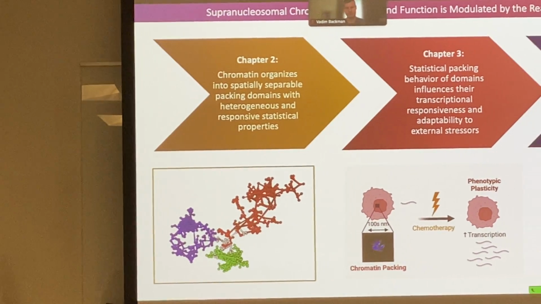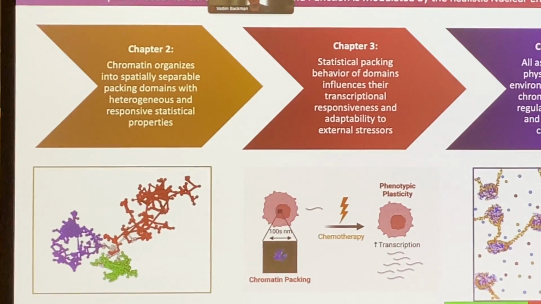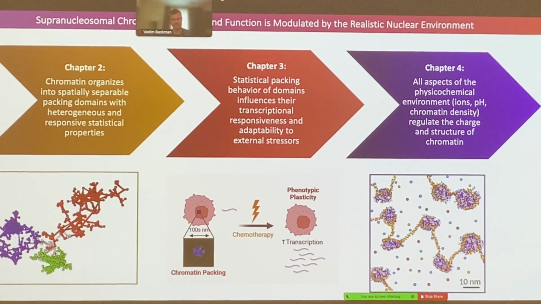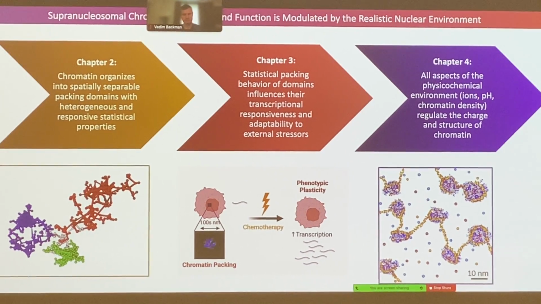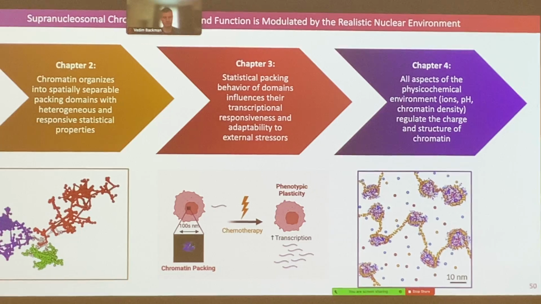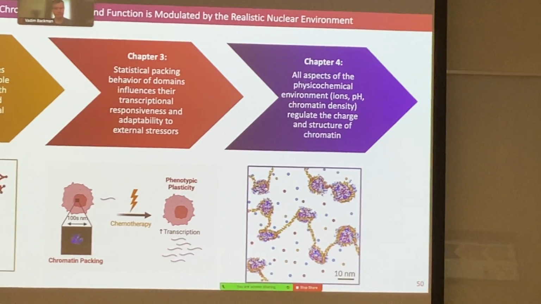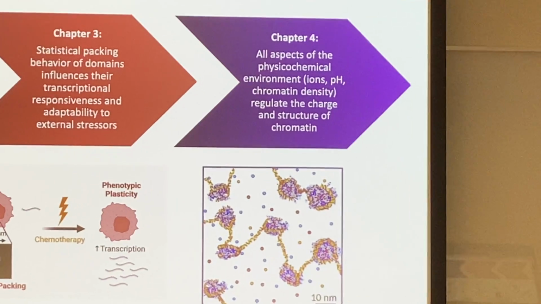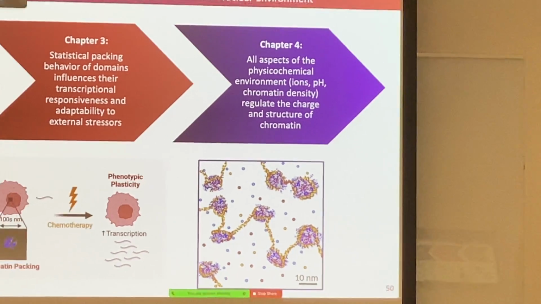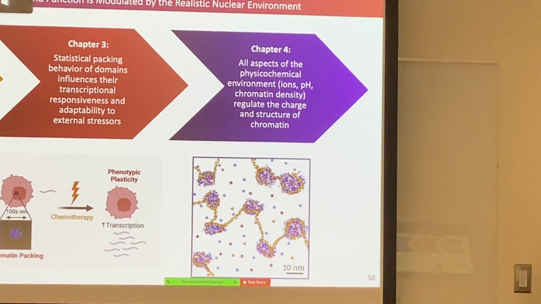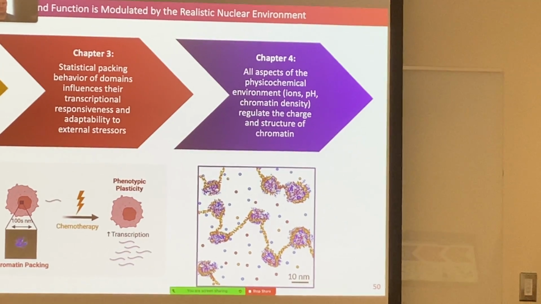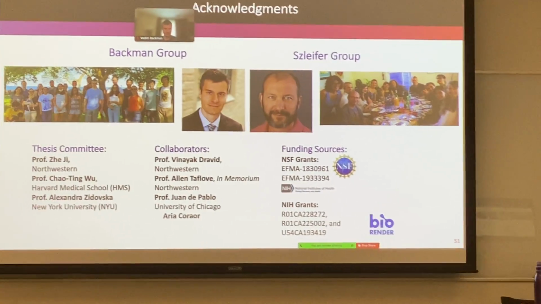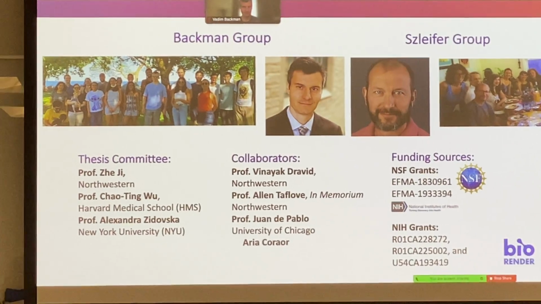The second is that the statistical packing behavior of these domains actually influences their transcriptional responsiveness and will influence their adaptability and plasticity to external stressors. And then the third is that we really need to be considering all aspects of the physicochemical environment. So this includes the ions, pH, and bulk chromatin density in order to both regulate the charge and the structure of chromatin.